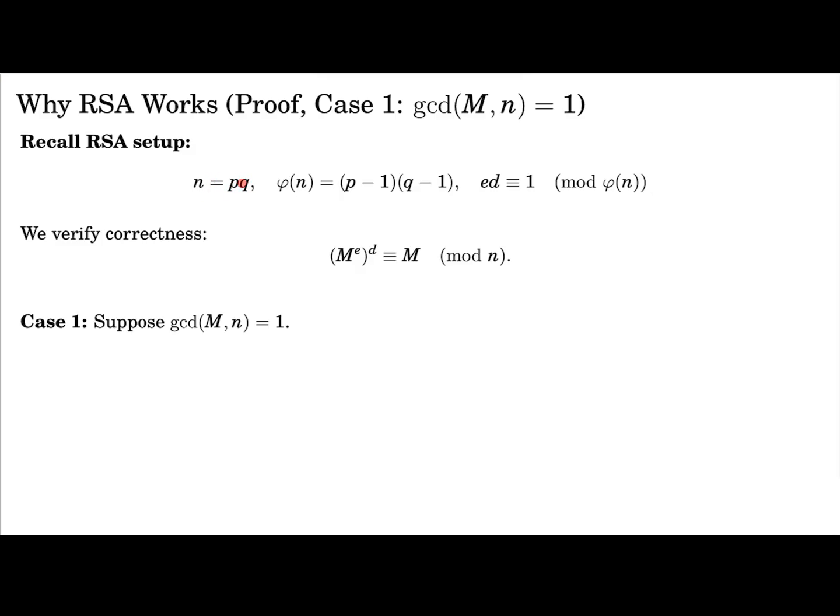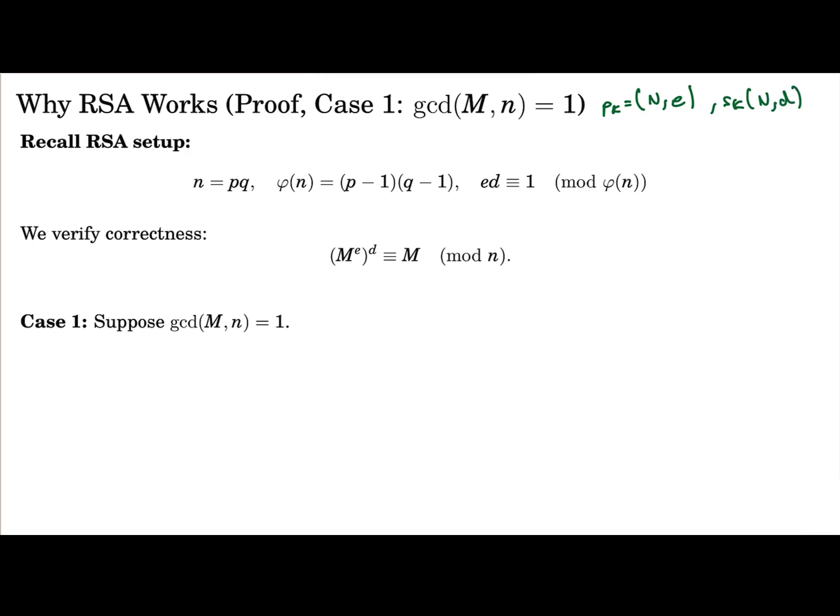Bob then computes this n. He computes phi of n using P and Q, so he can do this. And then he selected an E, and he then computed the inverse of E mod phi of n to find this D here. And so E times D is congruent to 1. And the idea was that, let me write it here then, the public key was N and E, and the secret key was N and D.